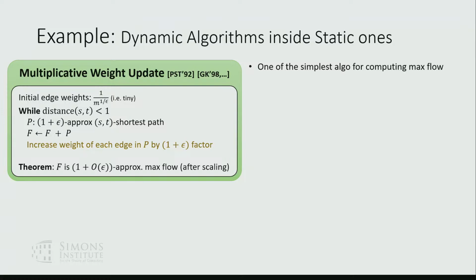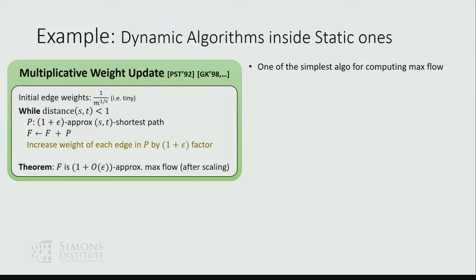Then you return the flow that you have seen so far, the collection of all paths that you have seen so far, but you scale it down so that it respects the capacity. Once you scale it down so that this collection of paths respects the capacity, that is already an approximate max flow.